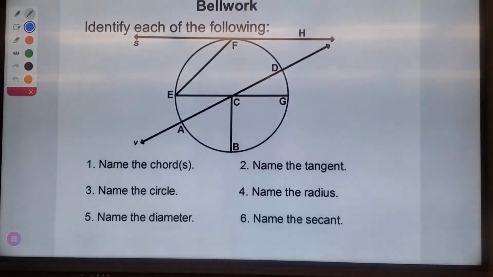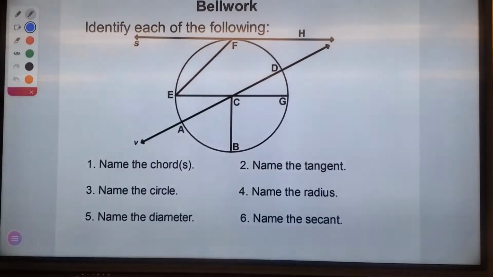All right, yet another video lesson here. This one is focusing on tangents, arc measures, and chords. Okay. Identify for the bell work each of the following.